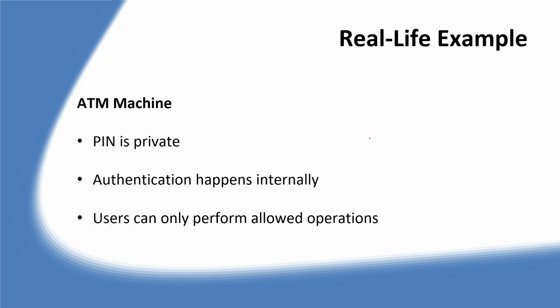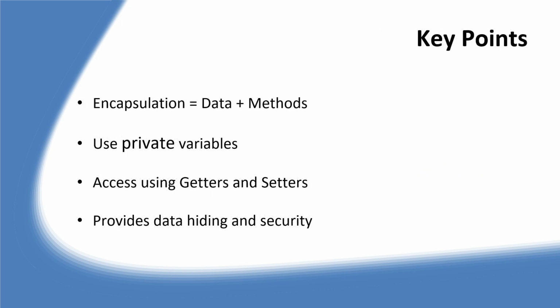So let's summarize what we have learned so far. Encapsulation means wrapping up of data and methods into a single entity called a class. We make variables private and access them using getter and setter methods. This provides data hiding, security, validation, better maintainability, those things.